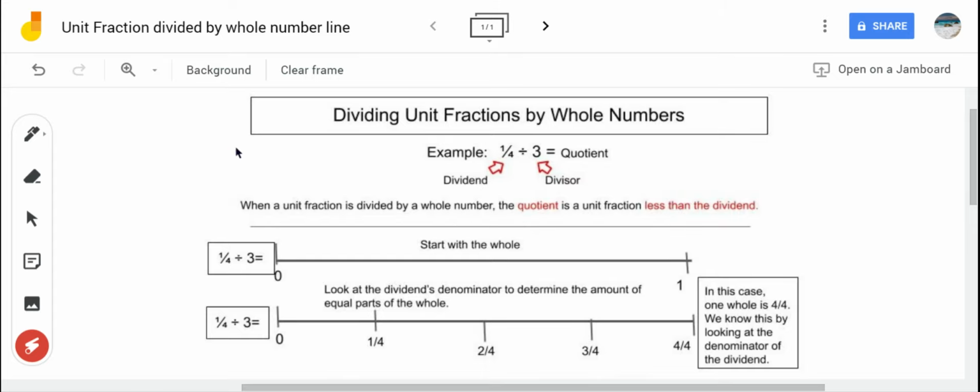Hello learners, today we're going to be talking about dividing unit fractions by whole numbers using the number line model. So here's our equation. 1/4 divided by 3.